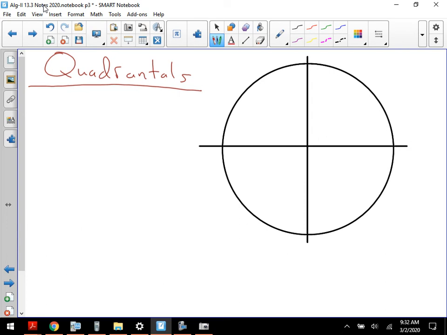Where those values are, I know we defined them. The quadrantals are basically the axes, or angles that land on the axis. Okay? And as you look at the angles that land on the different axes, whether the x-axis, y-axis, whatever, they're always going to be multiples of 90 degrees, or pi over 2. Okay? Now, as you go around here, you get 0.